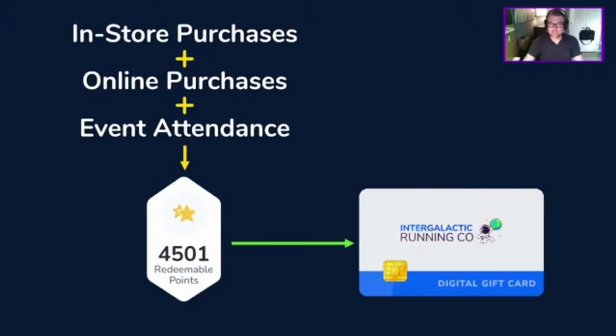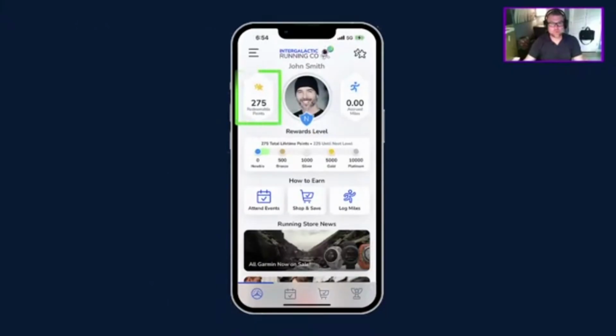So let's talk about the customer and how the customer interacts first, and then we'll talk about how this stuff's set up. The customer has a couple of different places that they can go to look at and redeem their rewards points. The first is obviously your mobile app. When they open up your mobile app, it's right there on their dashboard on the left-hand side, as you see there. John Smith has 275 redeemable points, not to be confused with Miles on the other side of the screen, which is a completely separate situation that we'll talk about another day.